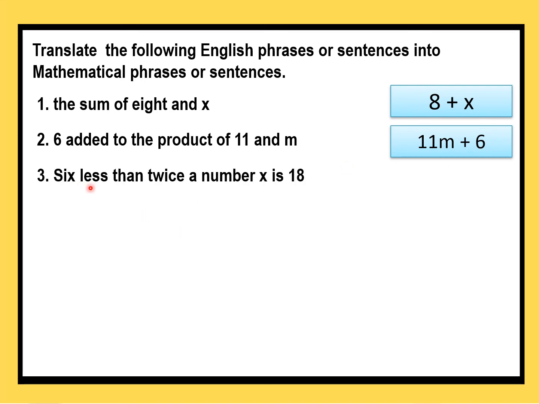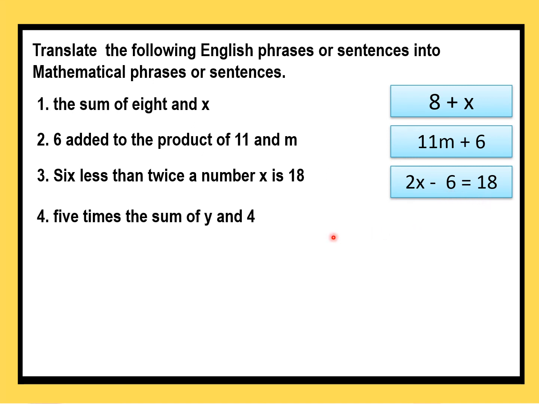Number 3, 6 less than twice a number x is 18. So, less than, tapos twice. Less than, ibig sabihin minus, and then twice, ibig sabihin 2 times. So, 2 times x minus 6 is equal to 18. Okay, so, ito ay 6 ay ibinawas sa 2 times x. Kaya 2x minus 6 is equal to 18.